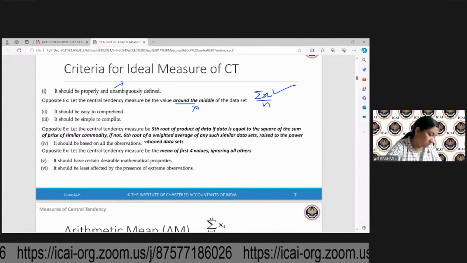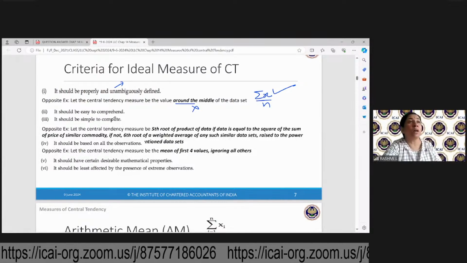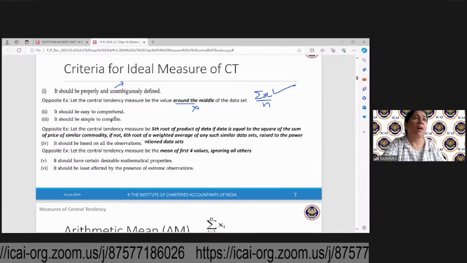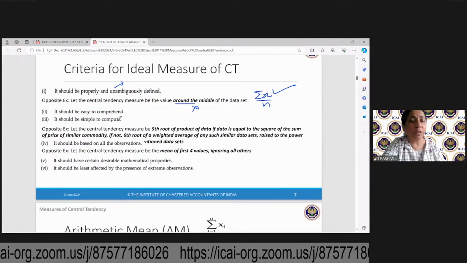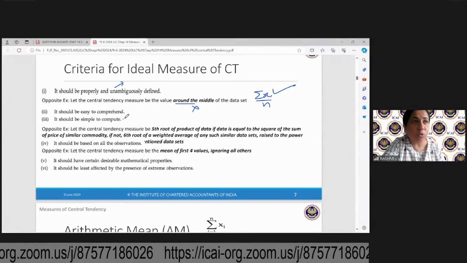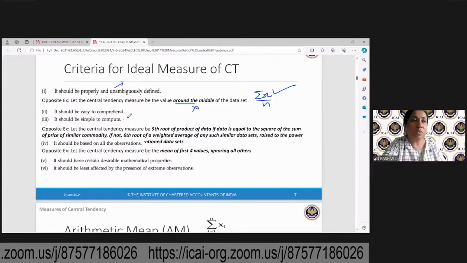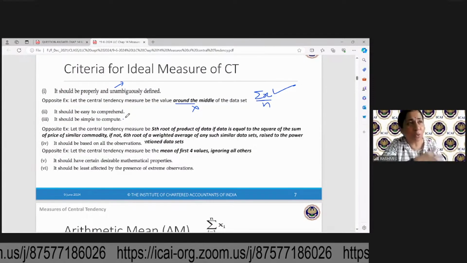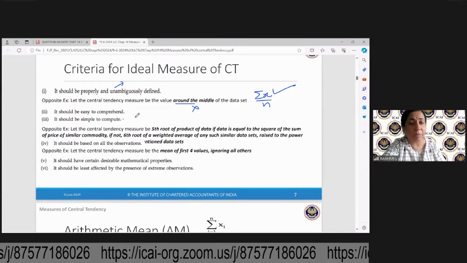Because we have computers, so you could run a large data set. But what we want is that it should be simple to calculate, so that there are no errors in the calculation method. The errors don't creep up.